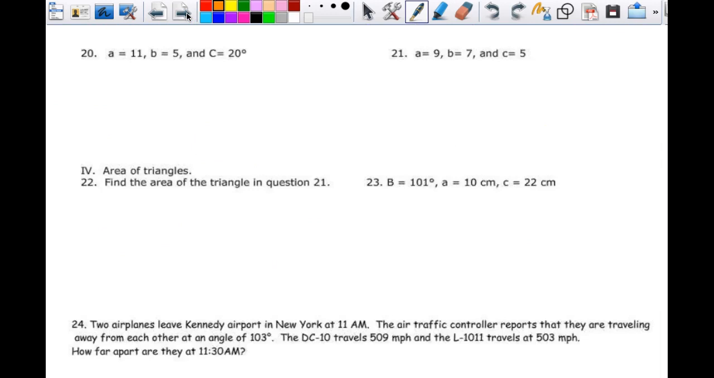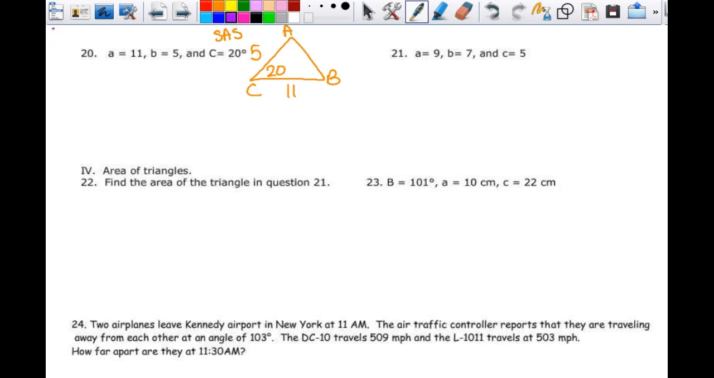I'm going to start by drawing and labeling A, B, C. Little a is 11, little b is 5, c is 20. So this is side angle side, and when it is side angle side, that is when we're going to use the law of cosines. I don't really have room to write the formula itself, so I'm going to talk you through it as I plug it in.